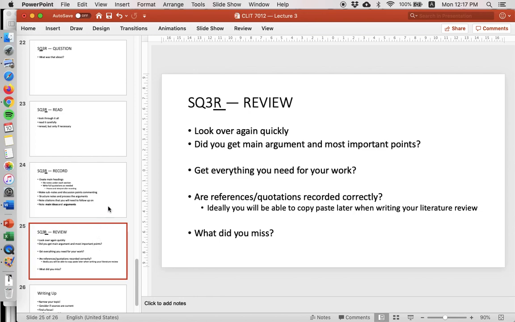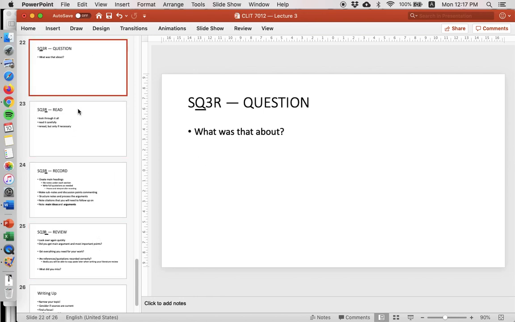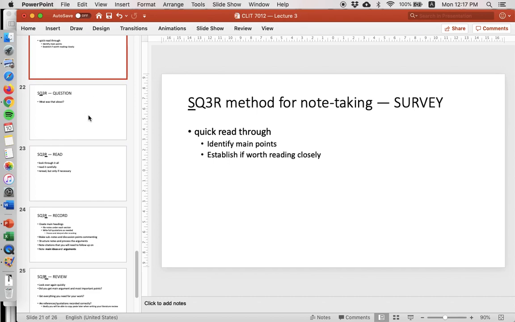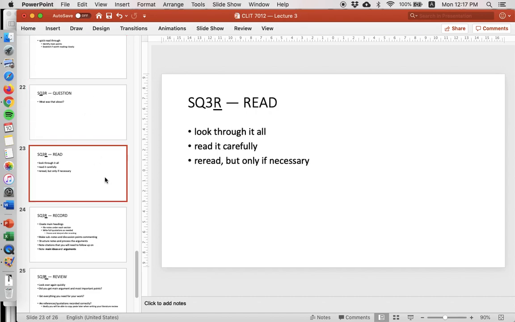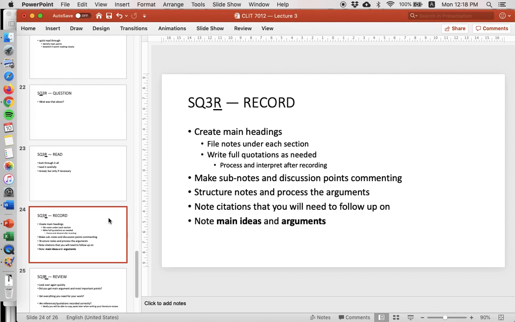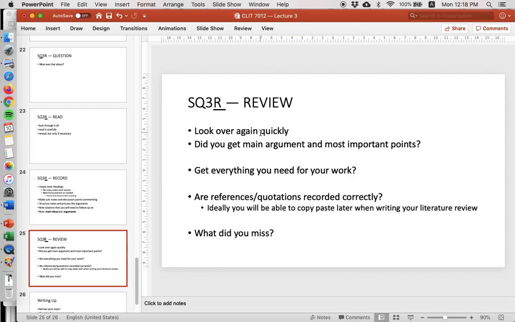Then you would review. So this SQ3R is 3 R's, okay? So first it's survey, Q, question, and then there's 3 R's. The 3 R's are read, record, okay? And I recommend that you read and record at the same time. And then review. Then you would look at it again quickly. Did you get the main argument and the most important points? Get everything you need for your work? Any references, quotations recorded correctly? What did you miss?